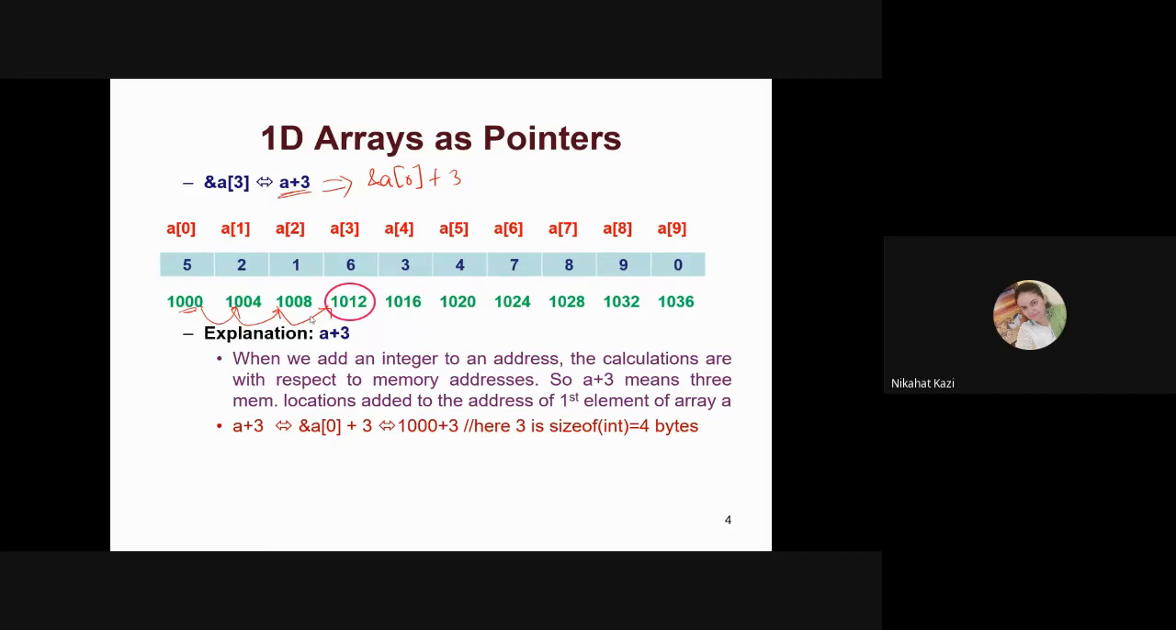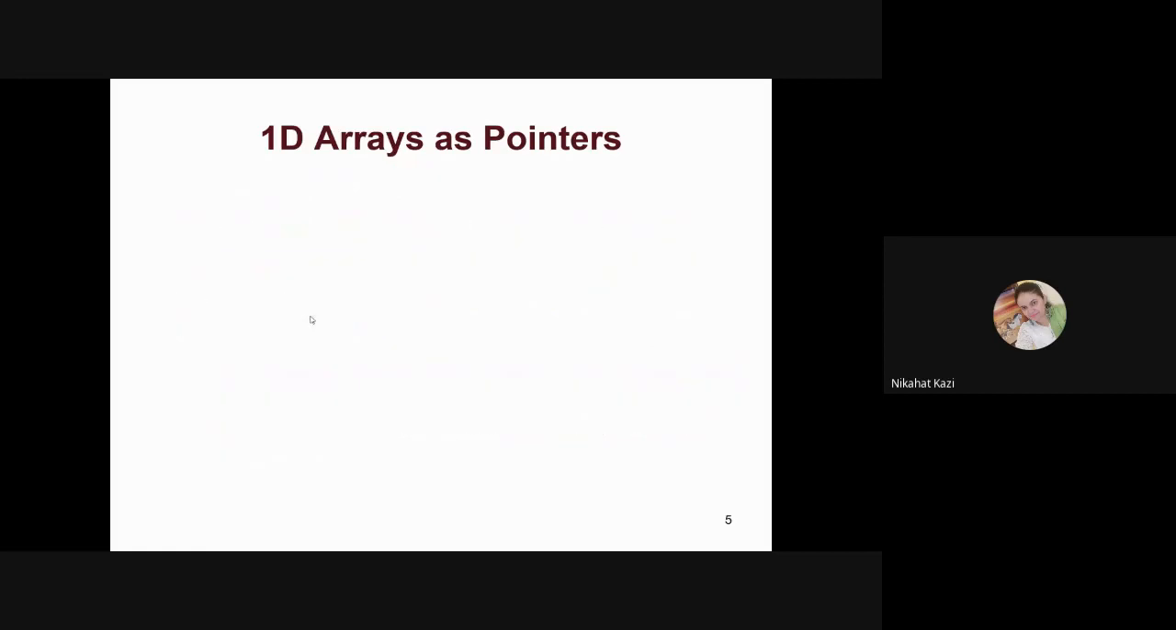How do you compute it mathematically? It is 1000 plus 3, which is actually 1000 plus 3 into 4, because each integer is 4 bytes. That kind of calculation happens in the background when you write the expression A plus 3 or address of A of 0 plus 3; both are equivalent. So it is 1000 plus 3 into 4, that is 1012, and that is how you get 1012.